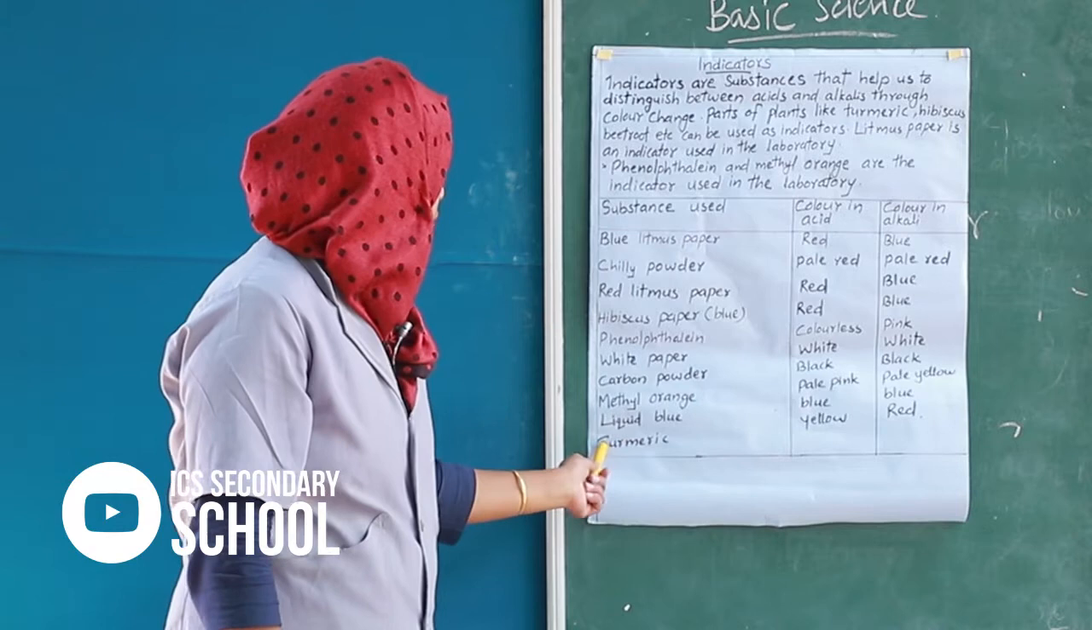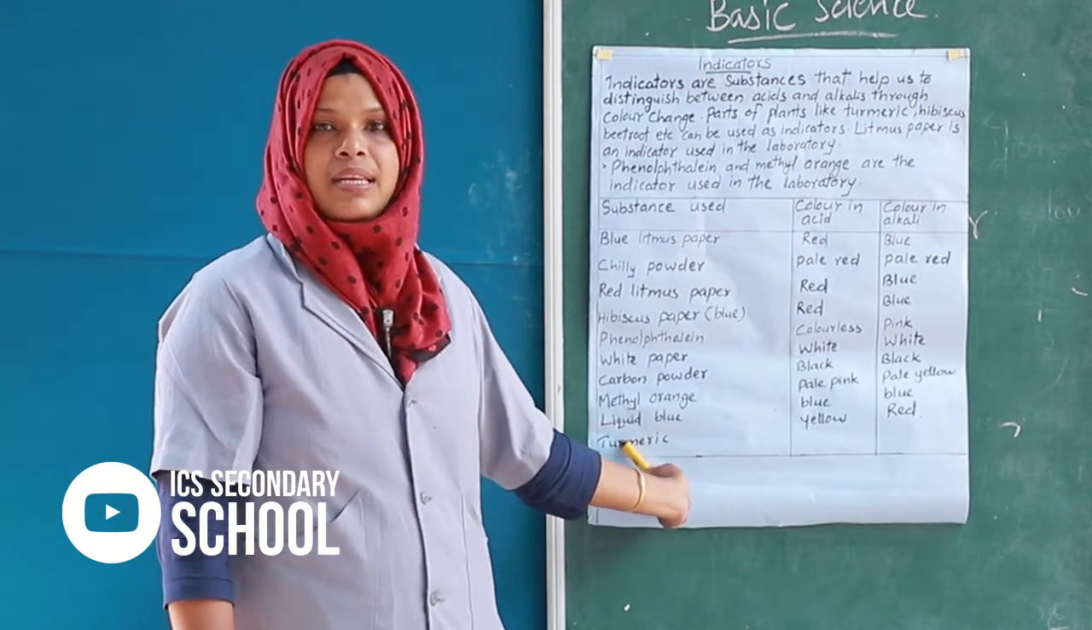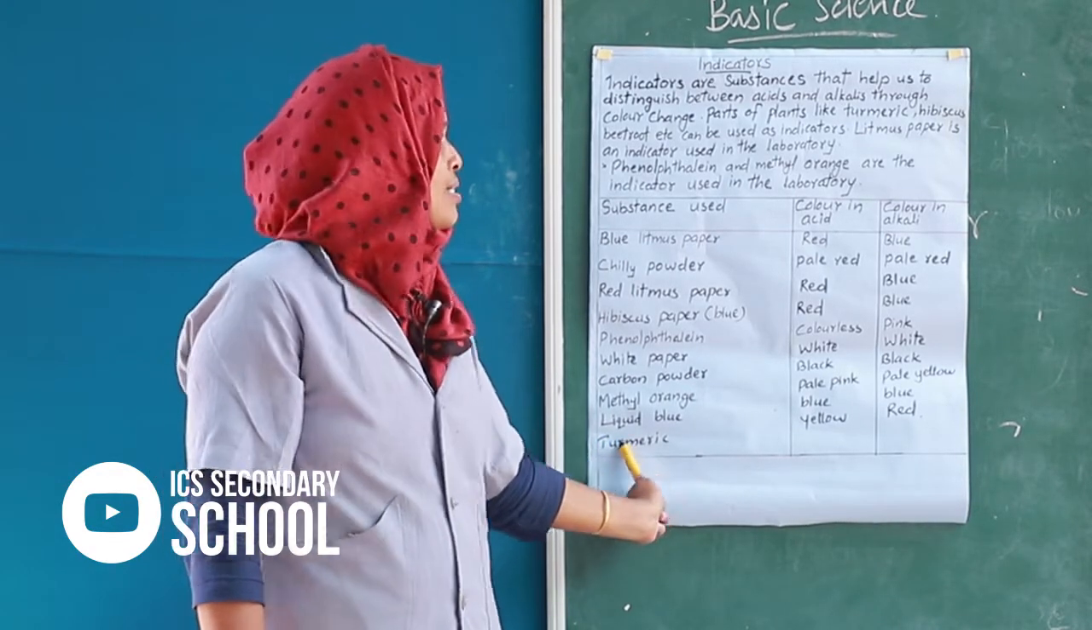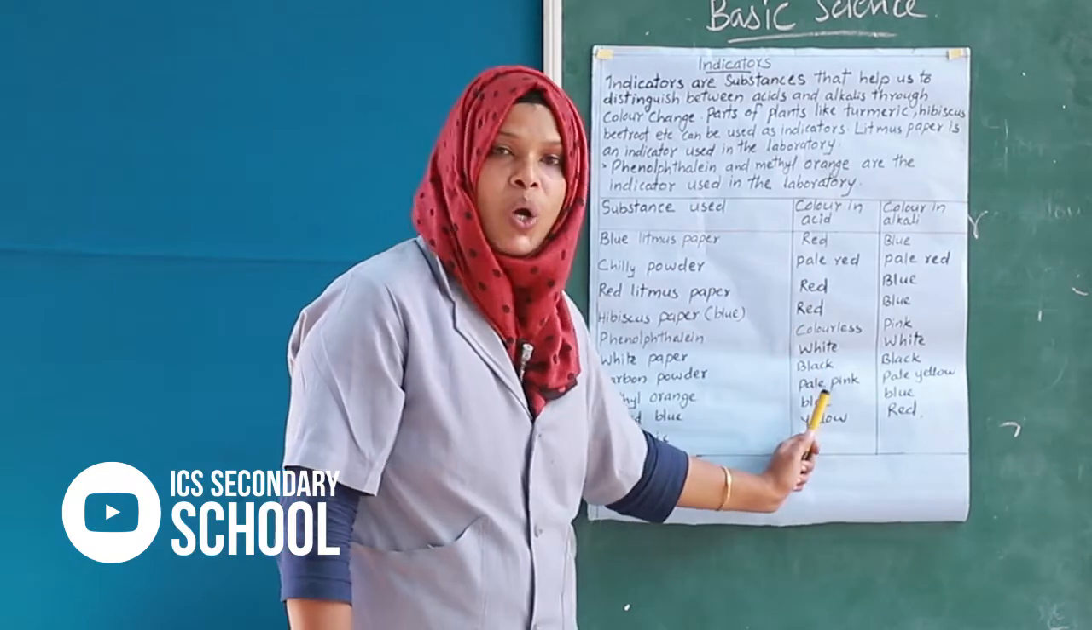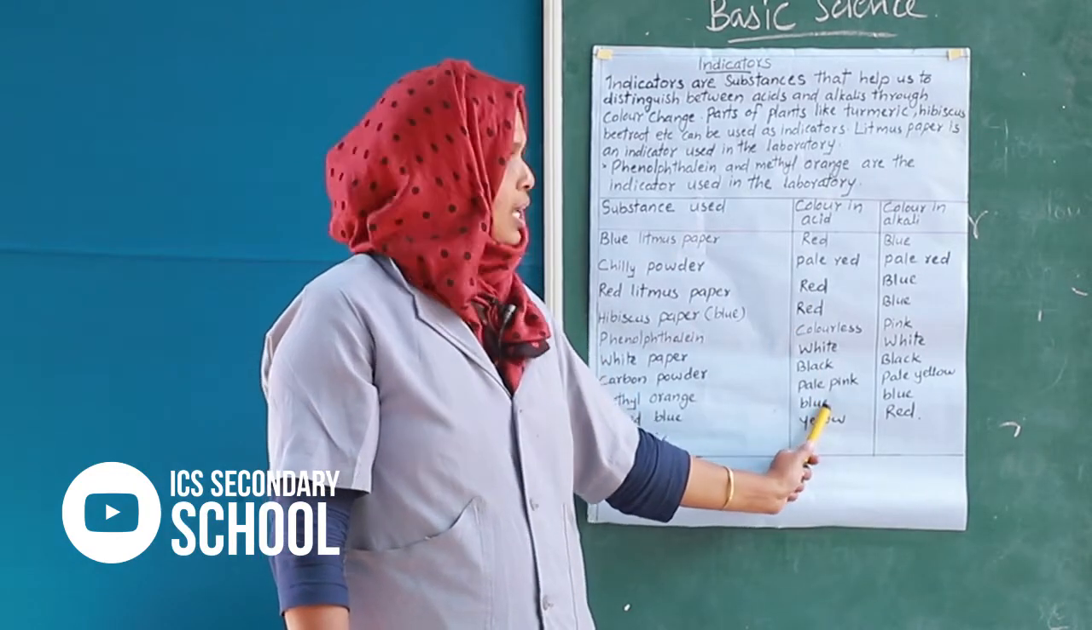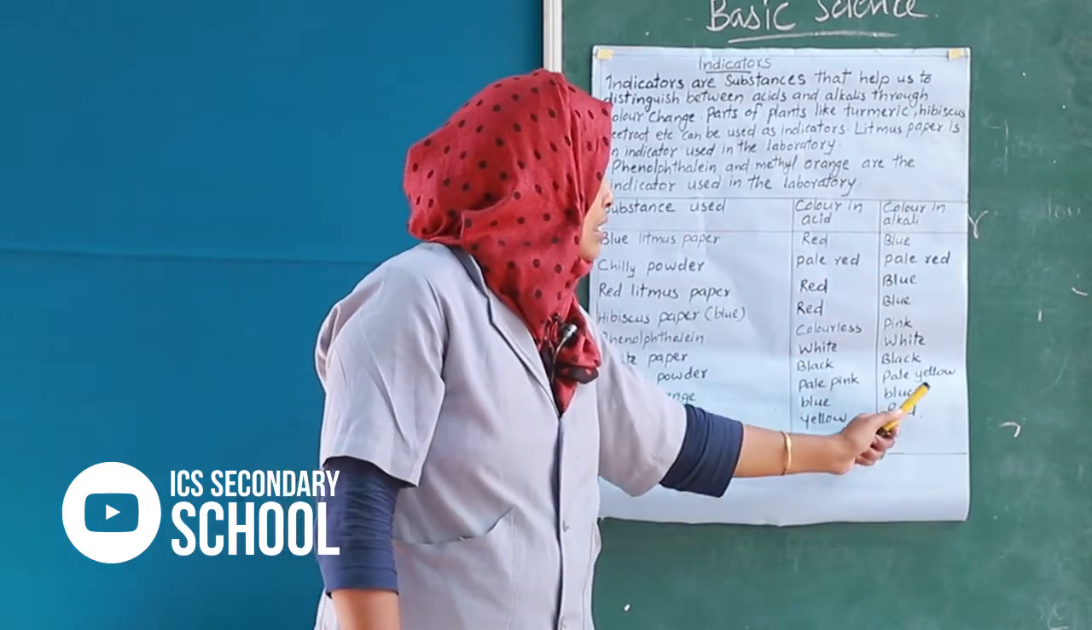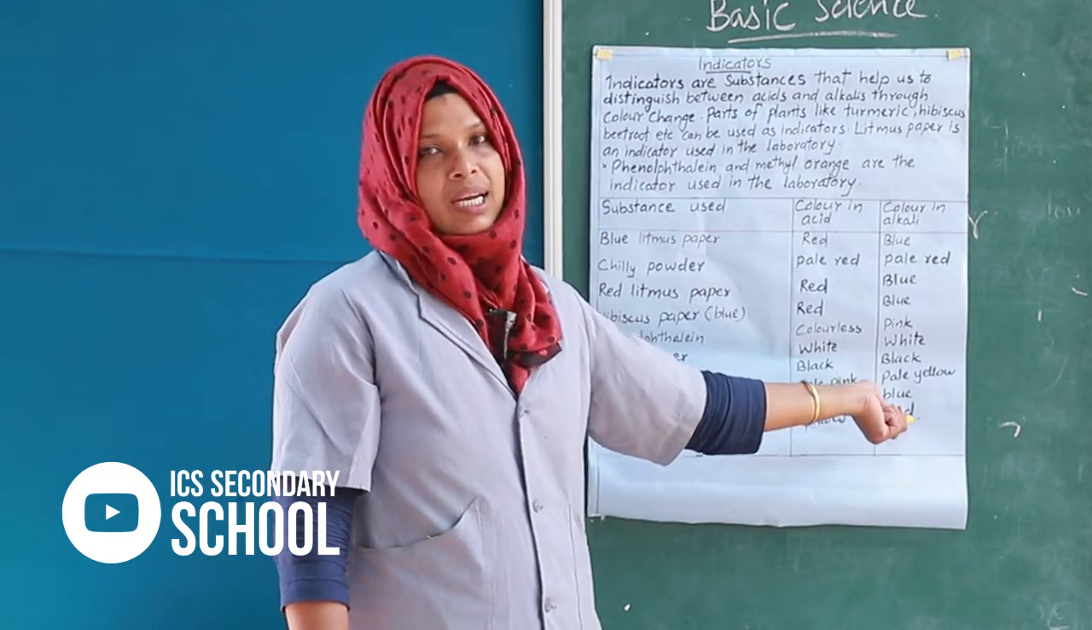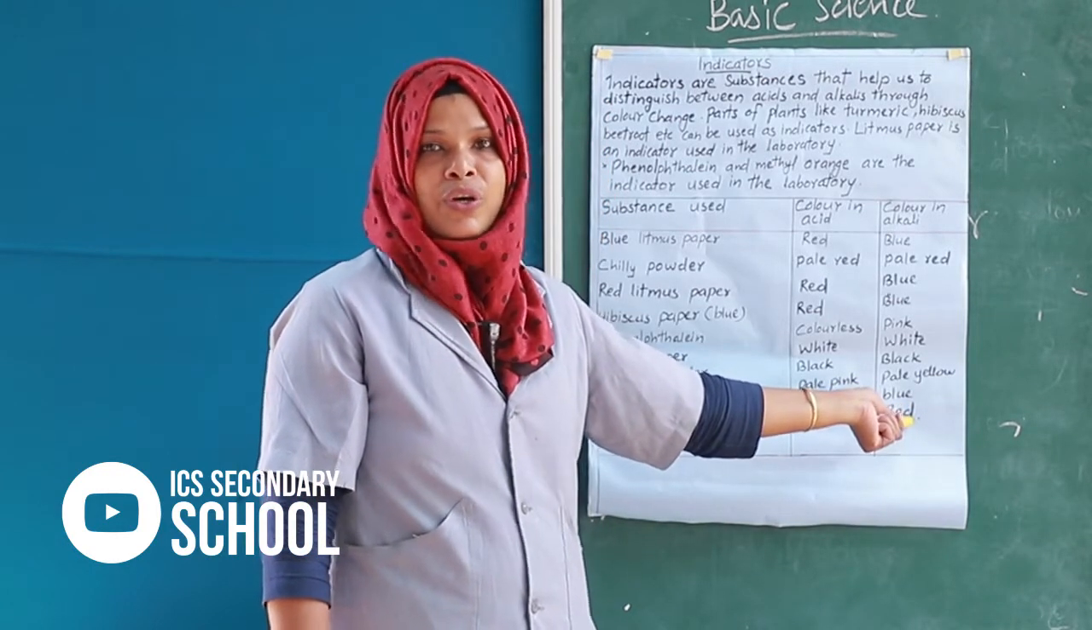Then next, last one, turmeric. Its color is yellow in acid, no color change, but in alkali its color changes into red.